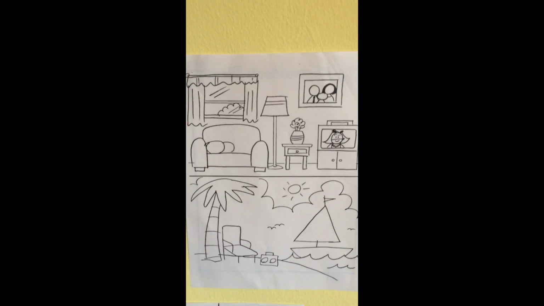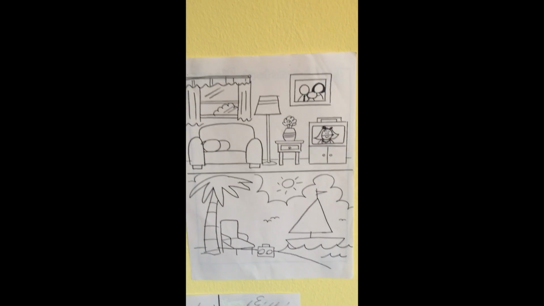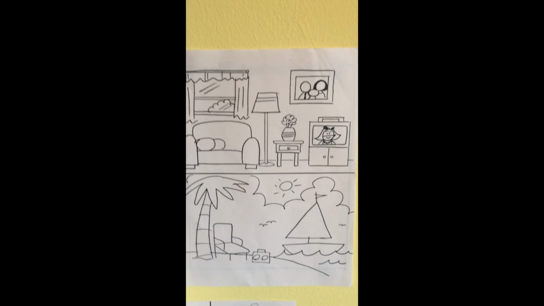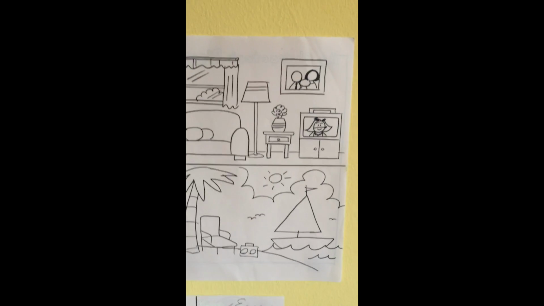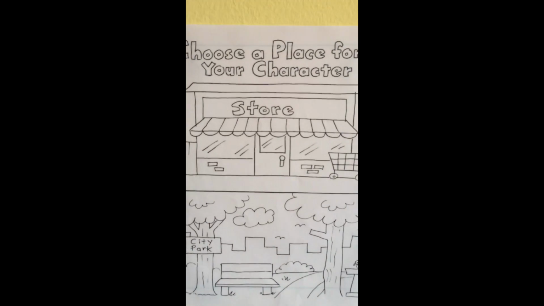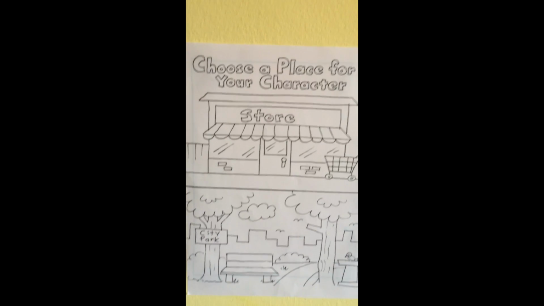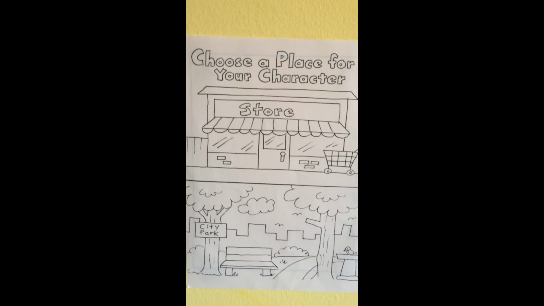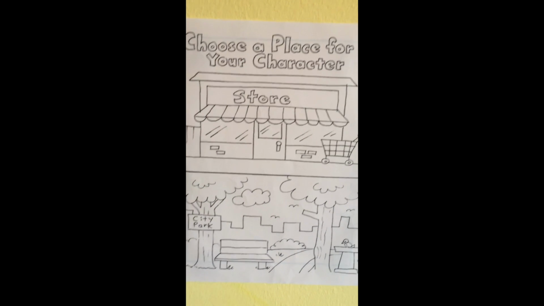And what would happen to you on an island? Okay, or on the beach. And here's another couple of places. Here are places. This is a store. You could say, today I went to the supermarket. Today I went to the ice cream store. Today I went to the stinky sock store.